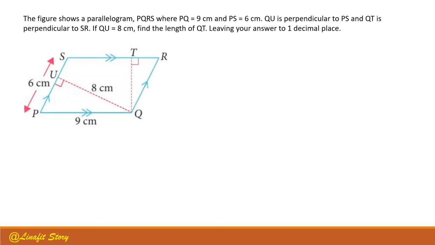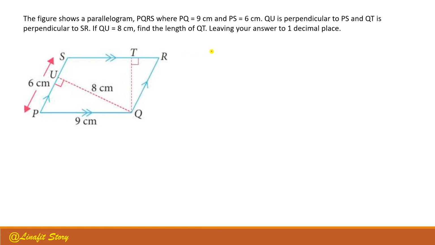The figure shows a parallelogram PQRS where PQ is 9 cm, PS is 6 cm. QU is perpendicular to PS and QT is perpendicular to SR. If QU is 8 cm, find the length of QT, leaving your answer to one decimal place.